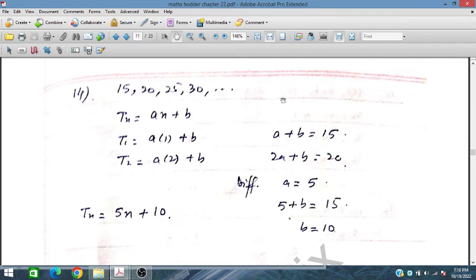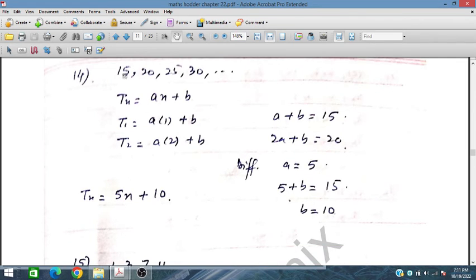Next, this is 15, 20, 25, 30. So we will solve it. For n is equal to 1, we have t1 is equal to a plus b. This t1 is 15, so we write down here a plus b is equal to 15, and 2a plus b is equal to 20. By solving it we will get a is equal to 5, and we place this value of 5 here. So 5 plus b is equal to 15, so b is equal to 10.